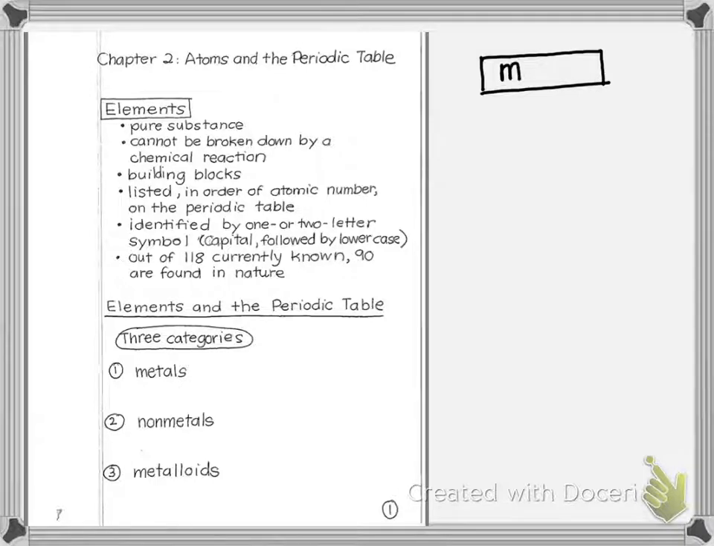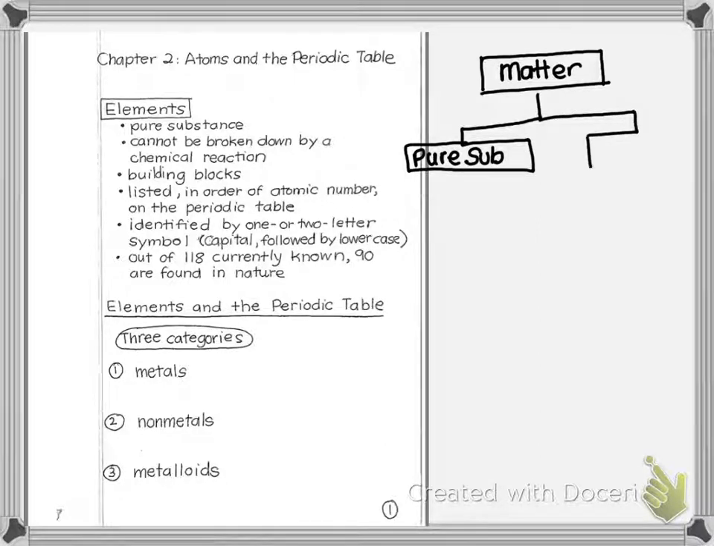So if we talk about matter as a big category, this is the stuff that things are made of. And that can divide into two smaller groups. We have on this side something that's a pure substance, and then on the other side, we would have mixtures. So matter we can break into those two big groups. Now, pure substances can be divided even smaller into elements, and then also into compounds.